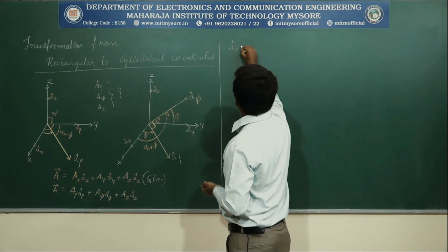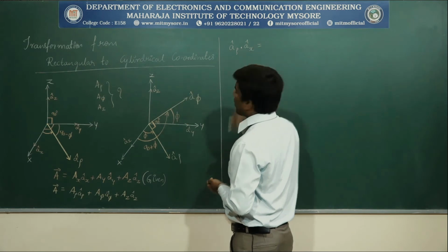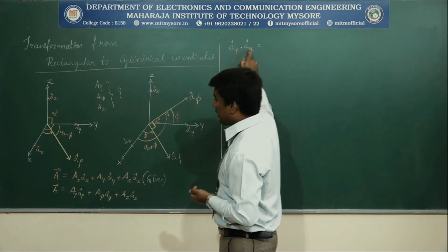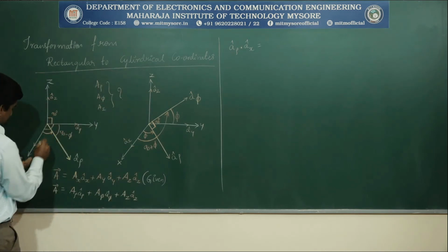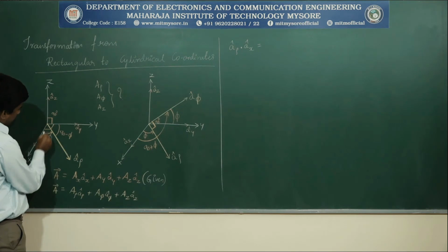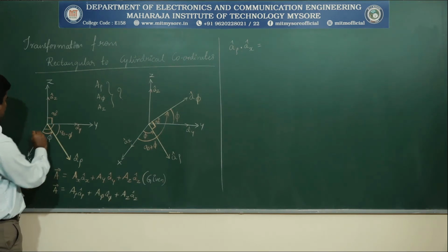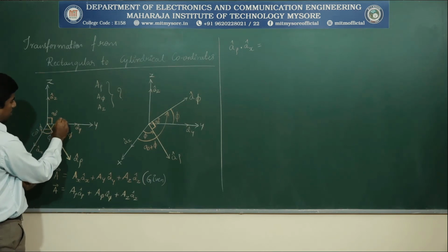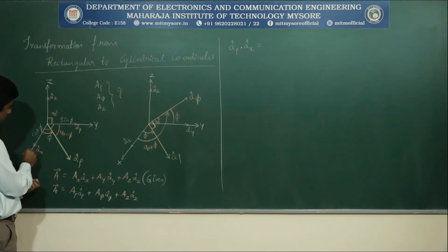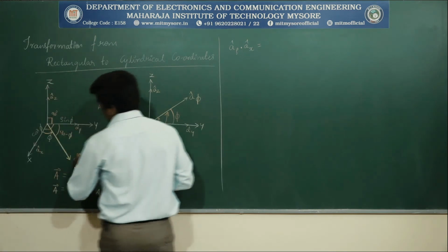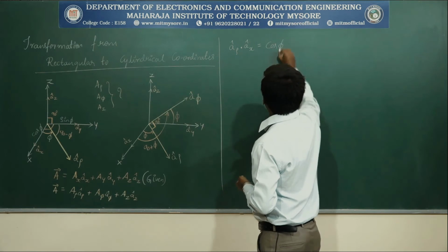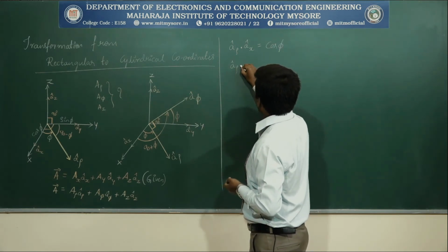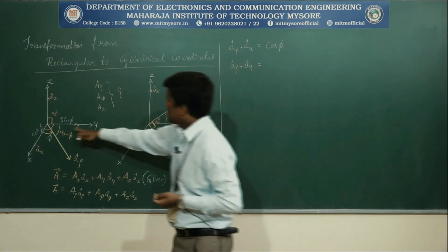A cap rho in terms of A cap x, that is the dot product we are finding: A cap rho dot A cap x. In order to project A cap rho on the x axis, see here, this angle is phi, this is the adjacent side to phi, so this becomes cos phi. And what about this? This becomes sin phi. So the x component is cos phi, the y component is sin phi. Hence, A cap rho projection on the x axis is equal to cos phi. Similarly, the rho component along the y axis is sin phi.